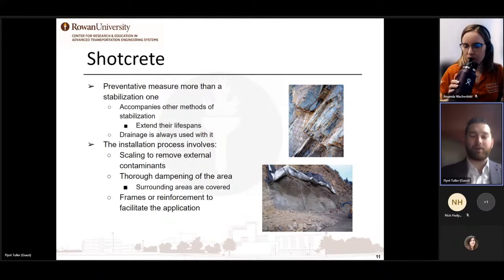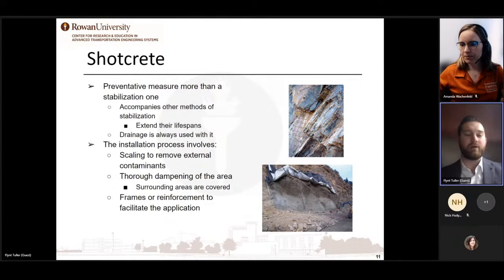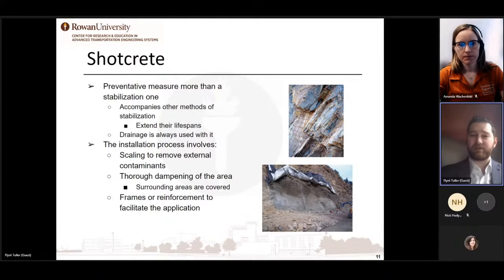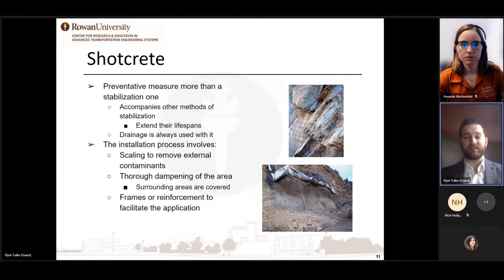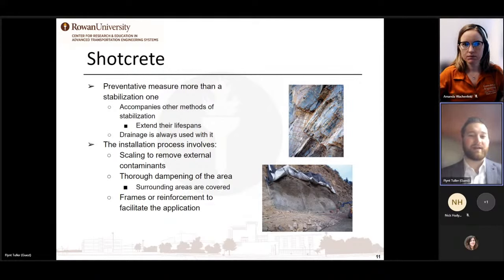Now, I can't really talk about rock bolts and tieback walls without talking about shotcrete. Shotcrete is very important because it's utilized alongside these other two measures. Shotcrete itself is not a stabilization measure, but more of a preventative measure that works alongside them. When rock bolts and tieback walls are installed, a hole needs to be drilled and they're shot through the rock mass. Shotcrete places a layer over top of everything there, which extends the lifespans of the rock bolts and tieback walls because they're protected from weathering and different corrosive elements, and isolated into the area where they're needed without being subjected to outside forces at all.